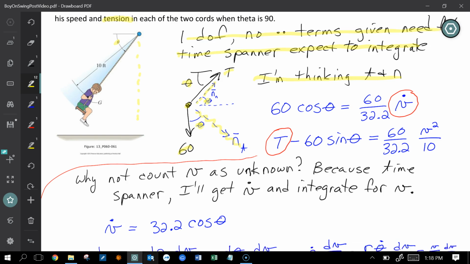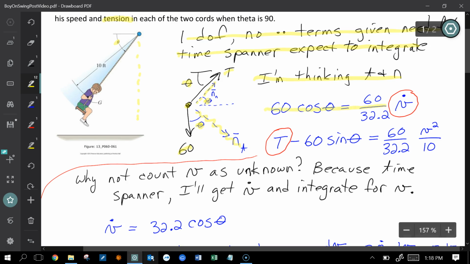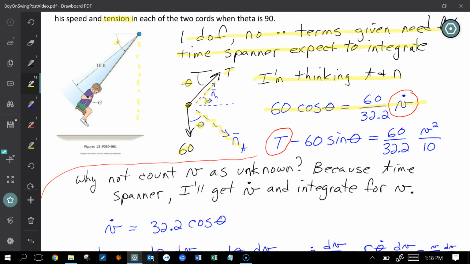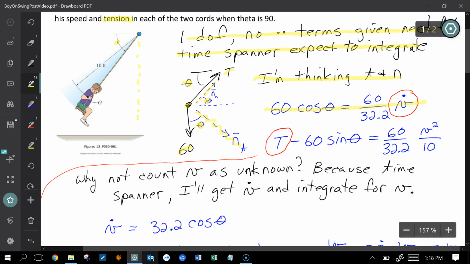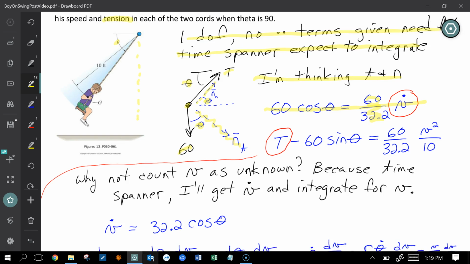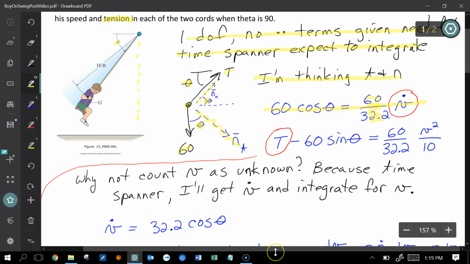Okay, so I'm going to simply write the forces in the tangent direction, so that's this one. You have 60 pounds, his weight, times the cosine of the angle, and that equals mass. Make sure you convert it to mass. Times v dot, that is the acceleration in the tangent component. And then you can sum forces in the normal, and you have your tension from the string, a component of his weight, and that equals mass times v squared over radius of curvature, which is 10 feet.